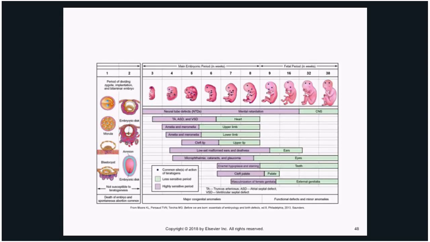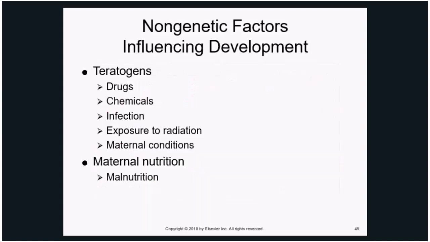Embryonic fetal development, showing you when the neural tube defects happen, the upper limbs, the lower limbs, the ears, the eyes, the teeth, the external genitalia, between weeks 9, starts about half of week 9. And the purple is the highly sensitive period. So you can see that's all before week 9.